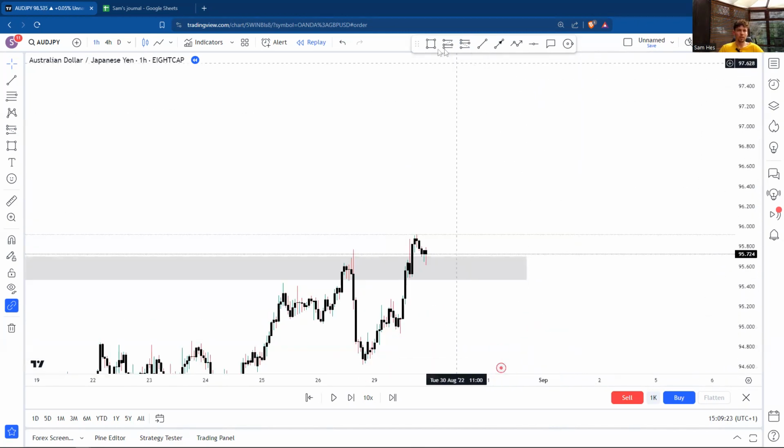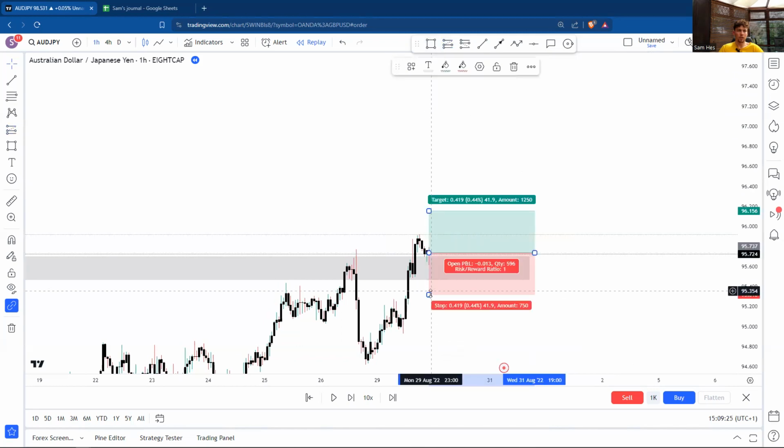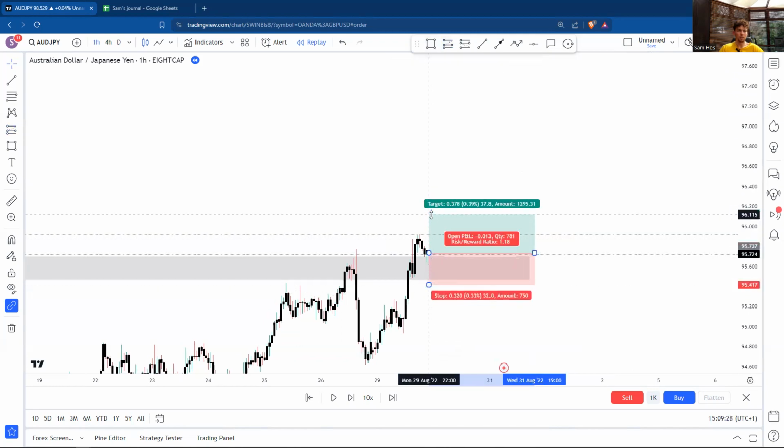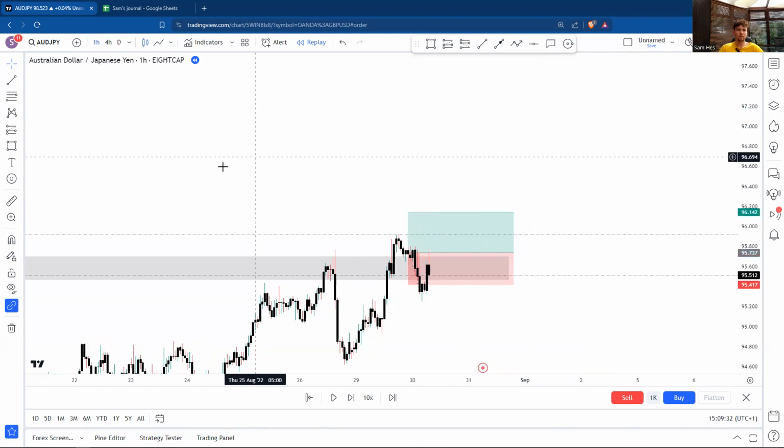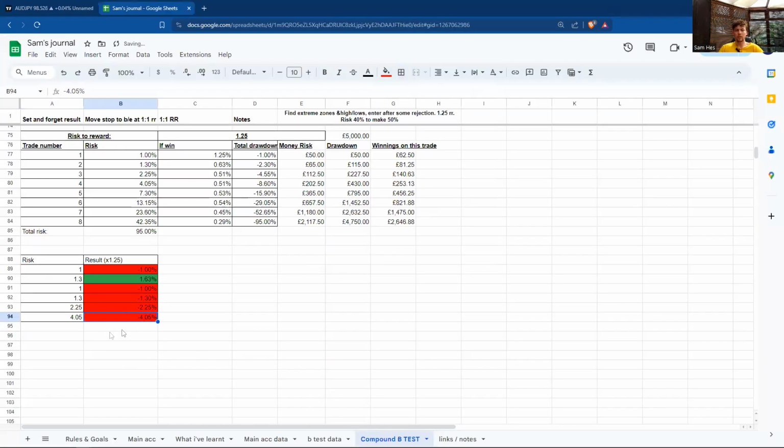Okay, we got a bit of a break and retest here on the H1, so we're going to take it. Okay, we're going to go for a buy, stop below the zone, 1.25 risk reward. Okay, another loss. So this one, again, minus 4.05% loss.